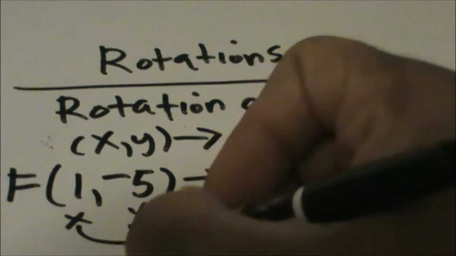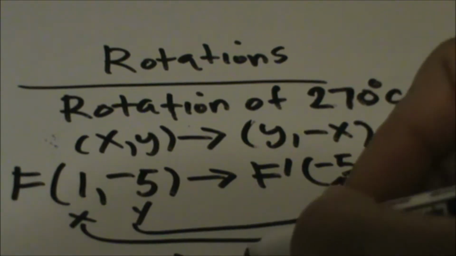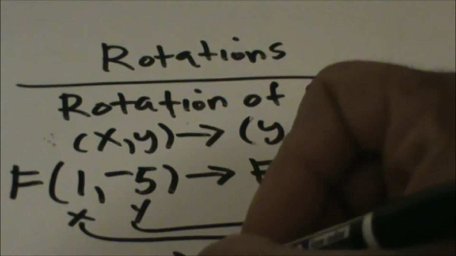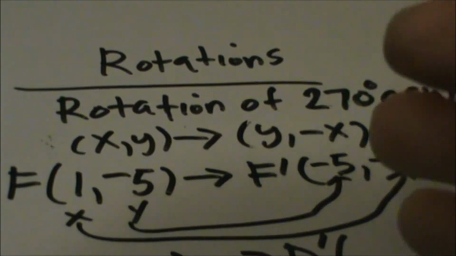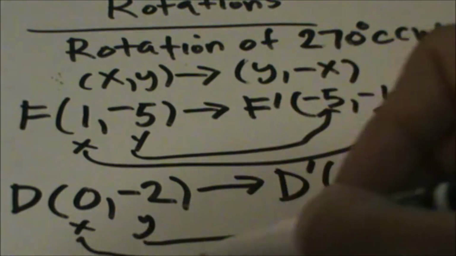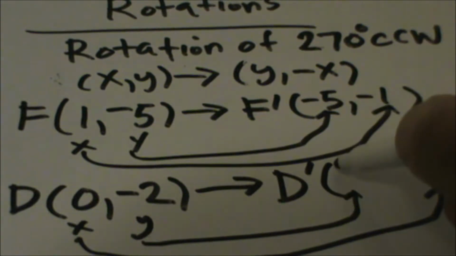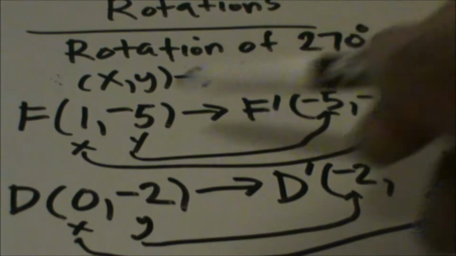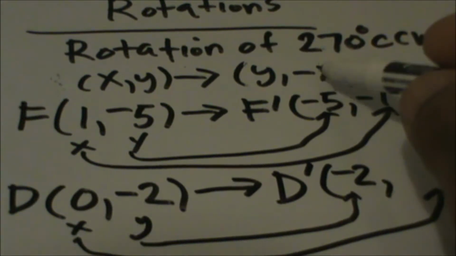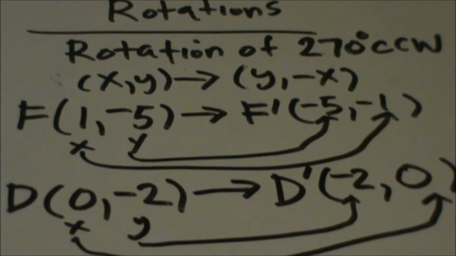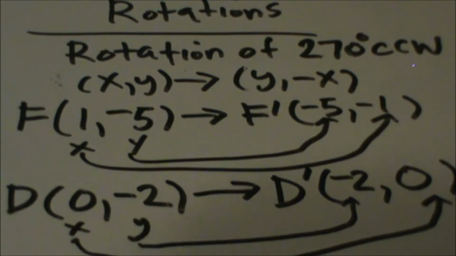Let's do D, at 0, negative 2. You have D prime. You have your X and Y, and your existing X and Y interchange. So Y comes first, X comes second. Y is negative 2, so it doesn't change. The X value would change if there was another number, but it's 0. When you apply the negative from the rotation to the X of 0, it will still remain 0. You can't multiply a negative number by 0 to get anything else. It will always be 0.